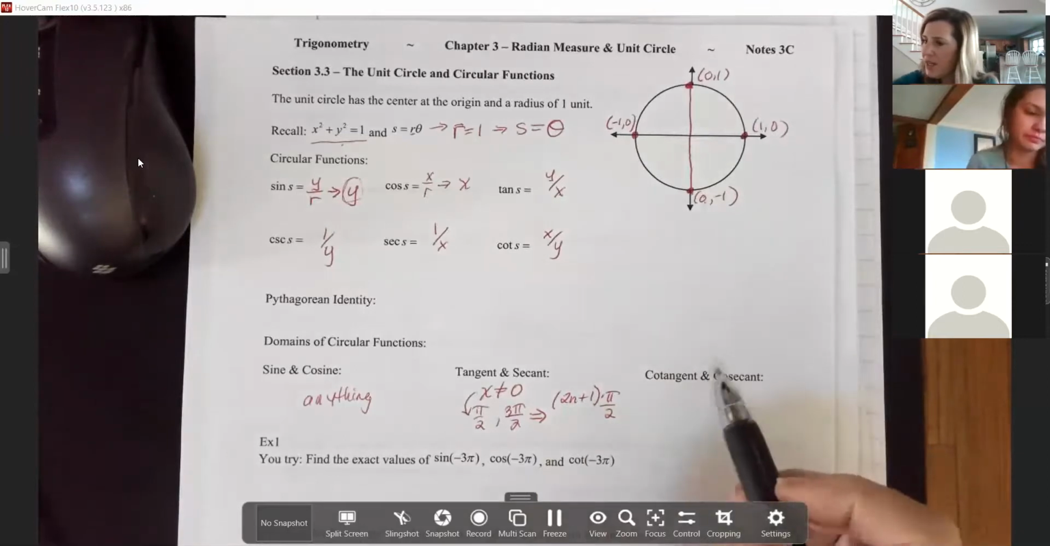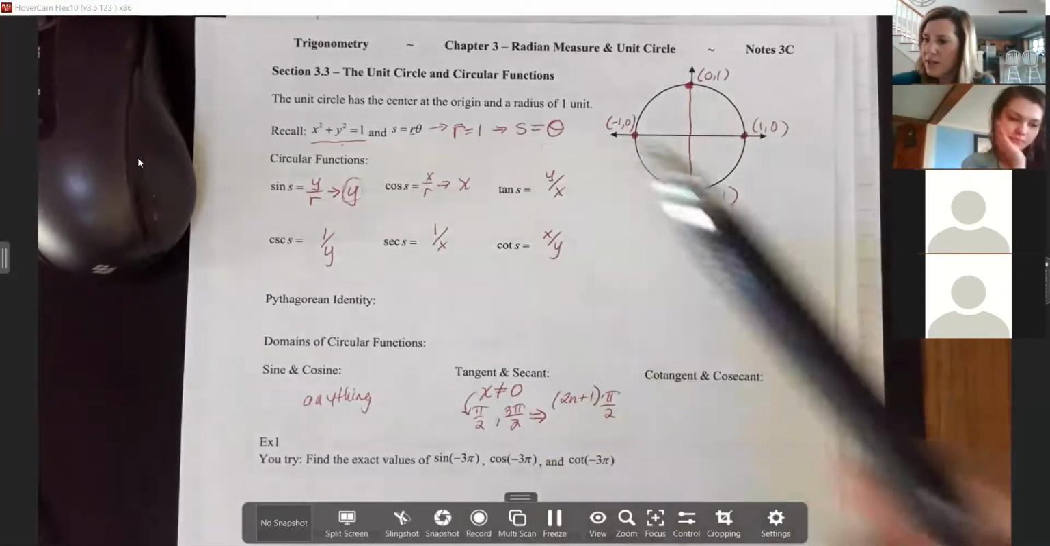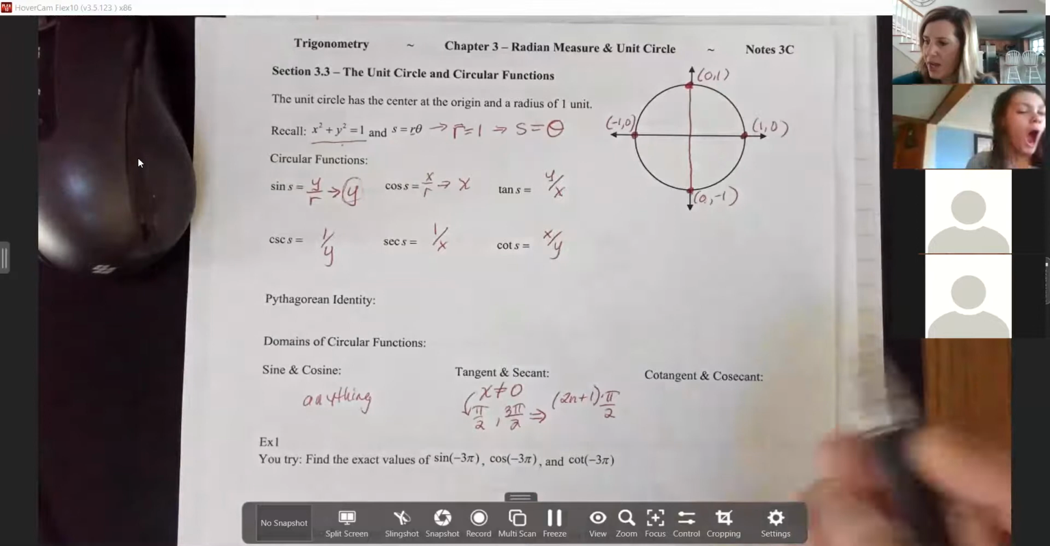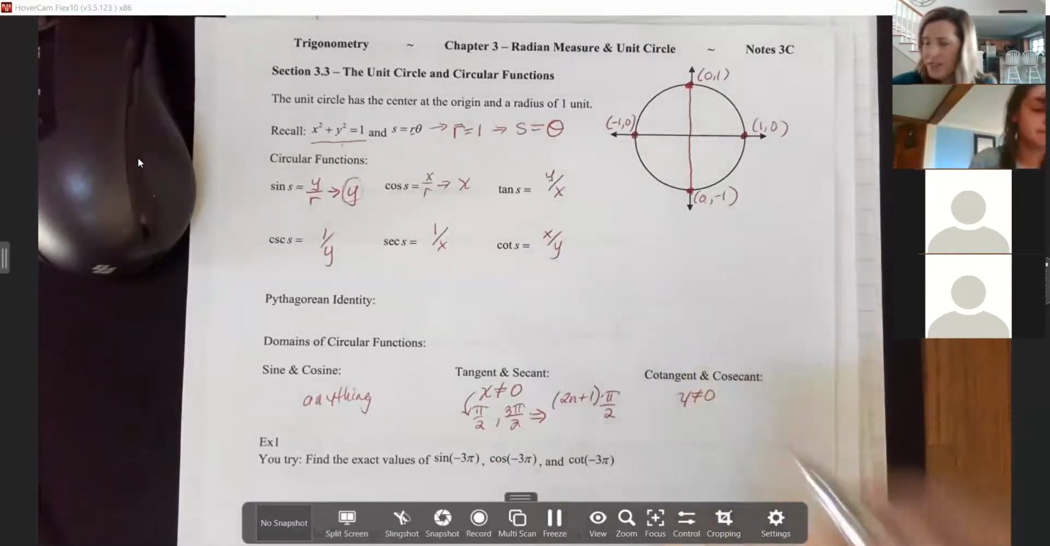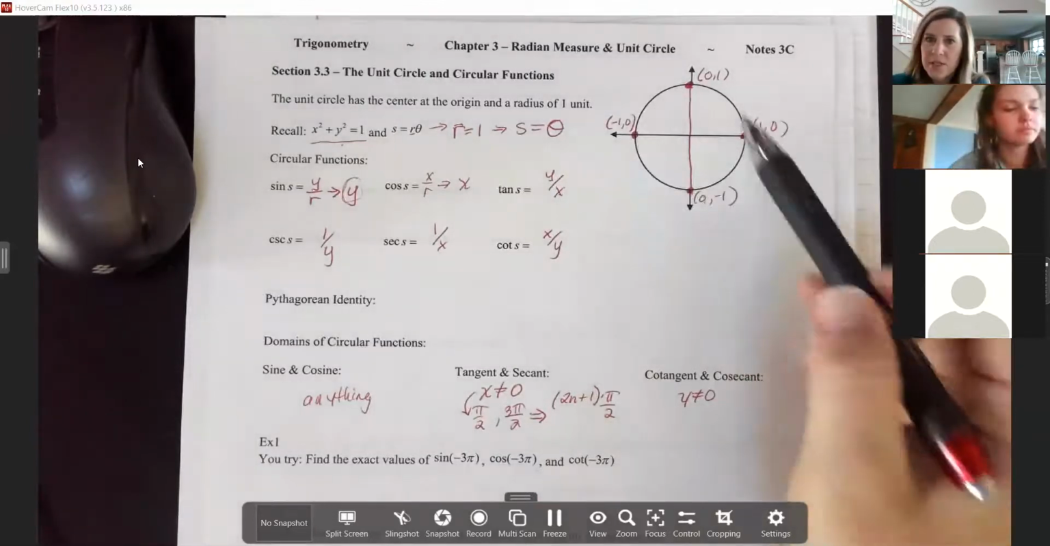Okay. And cotangent and cosecant, the reason why those are grouped together is because y is in the denominator. So again, y cannot be 0 because I can't have 0 in my denominator, which when is y 0 on this circular function?